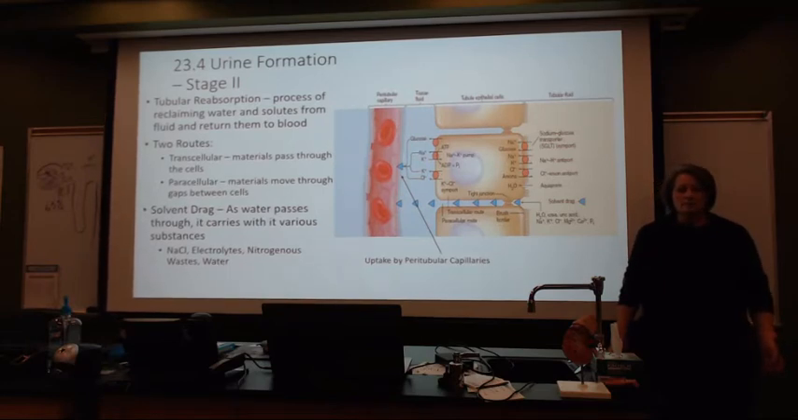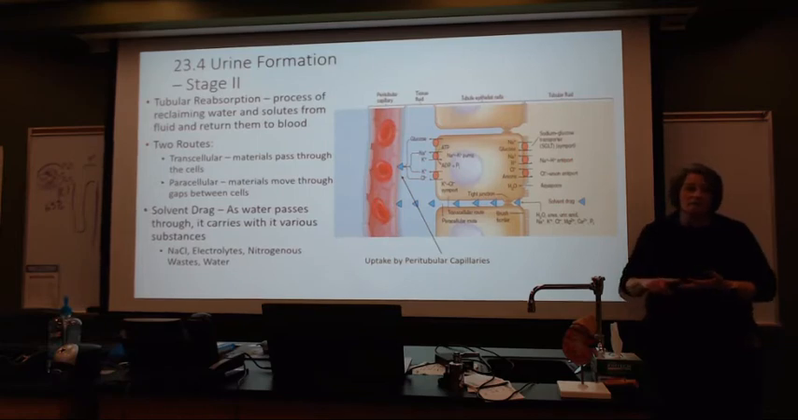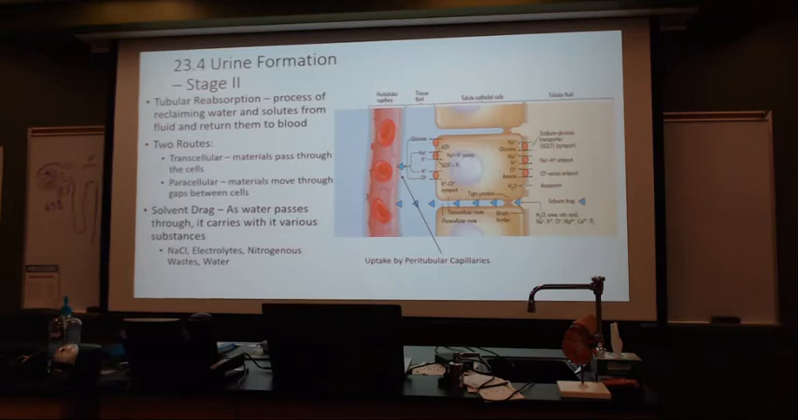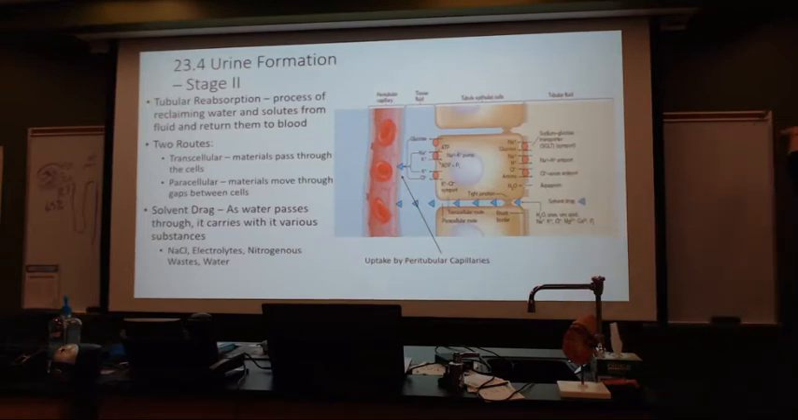Wait a minute. Sodiums, potassiums, chlorines, water, magnesiums, calcium, phosphorus. Do I need those materials to make their way continuously through the tubes to the collecting duct and out the body? No. I need them to return. Especially, for example, like glucose.